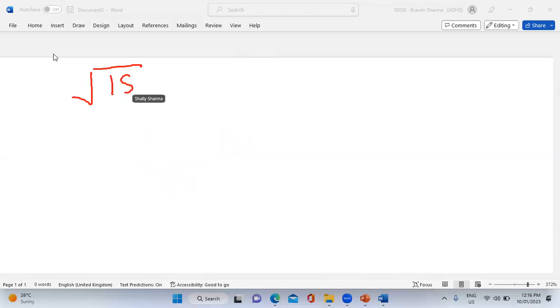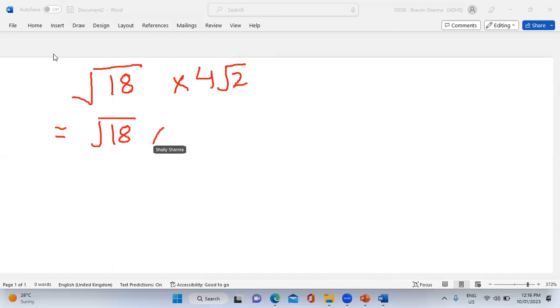Square root of 18 times 4 square root of 2. Again, in this case, we have square root 18 times, we can write it 4 square root 2 or 4 times square root 2. What I do, I know that I can simplify this square root 18, because we have square numbers 1, 4, 9, 16. So 18 is a multiple of 9.